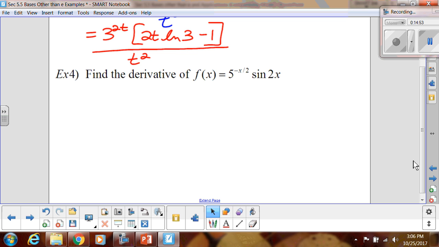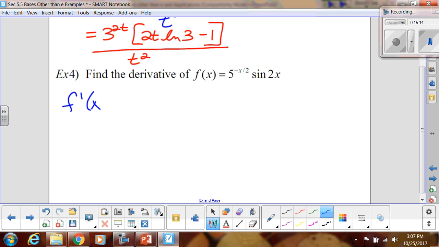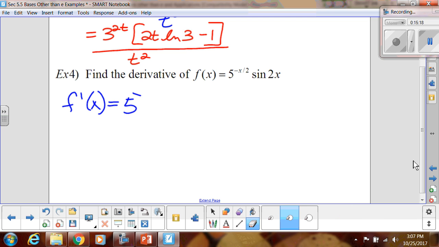So again, we have a product rule. So again, nice little review of product rule and quotient rule. So our first function is 5 to the negative x over 2. The second function is the sine of 2x. I'm going to start by doing the derivative of the sine function. Okay, so I'm going to leave the 5 to the negative x over 2 alone. And I'm going to multiply by the derivative of sine.